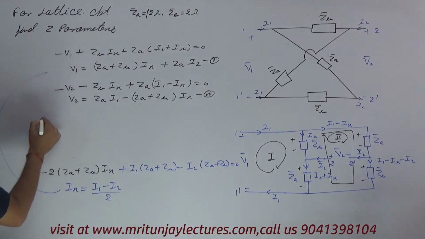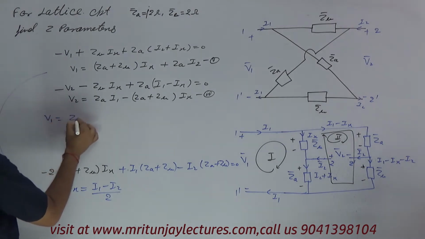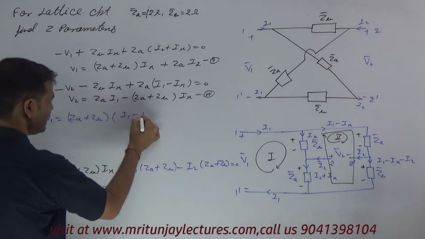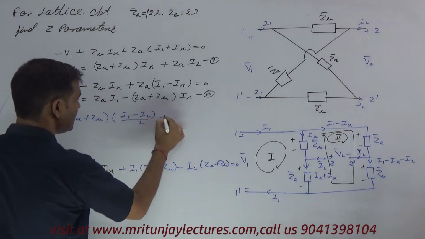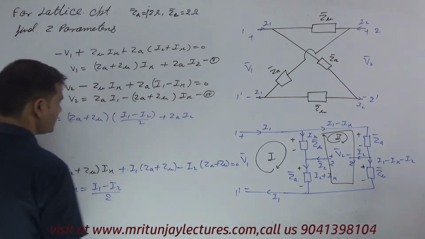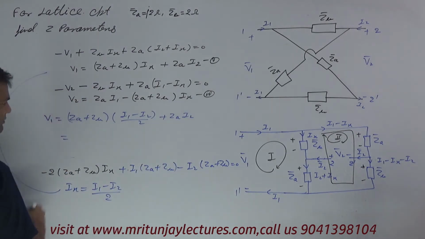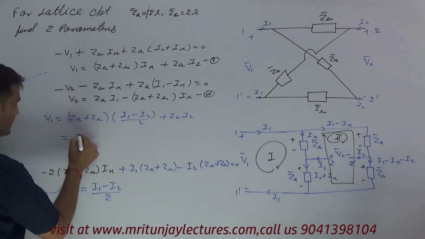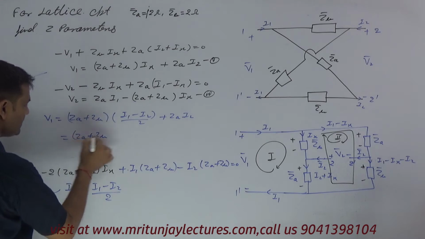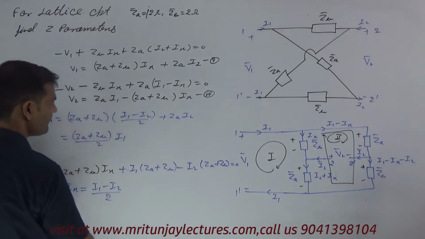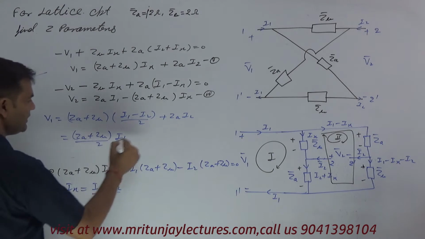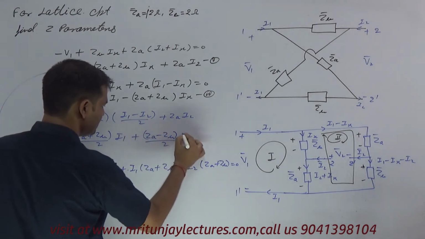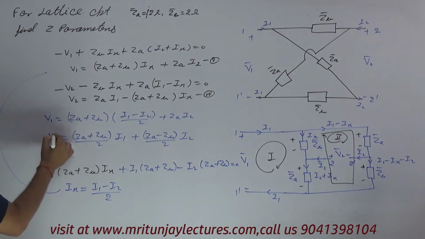Now what about V1? V1 is (ZA plus ZB) into (I1 minus I2) divided by 2, plus ZA into I2. Okay, so if you take, we get (ZA plus ZB) by 2 into I1, and (ZA minus ZB) divided by 2 into I2. Very simple, that is V1.